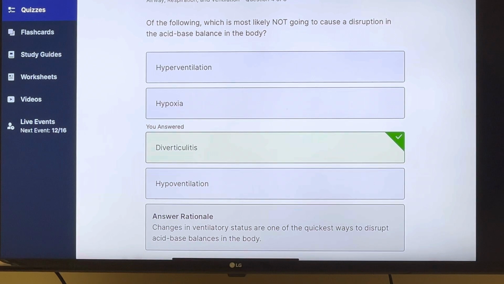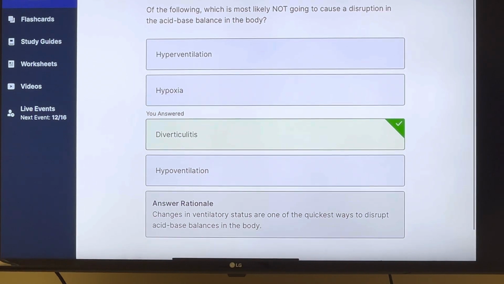Of the following, which is most likely not going to disrupt the acid-base balance? This is a good question. Really hard. I see that. Normal pH is 7.35 to 7.45. You got acidotic, and then you got alkalosis. Somebody who's hyperventilating, breathing too fast.